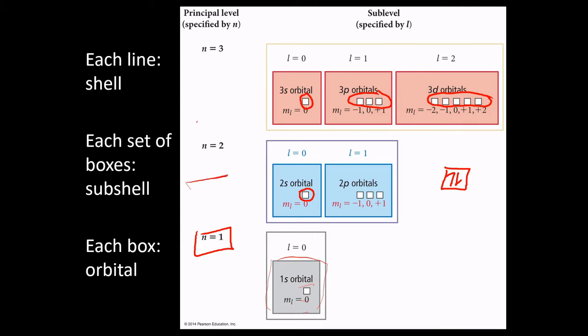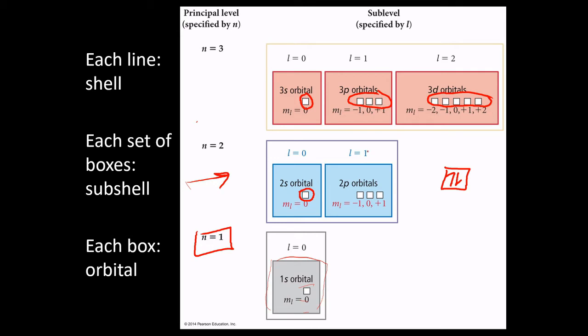But if, on the other hand, we weren't in the first shell, let's say we were on the second row of our warehouse, this row is a little bit bigger. In this row, we're allowed to have 2 pallets with boxes on them. So we have the possibility of having L equal to 0, just like we did down here, but we could also have a second subshell, a second pallet on our row, that has L equal to 1.